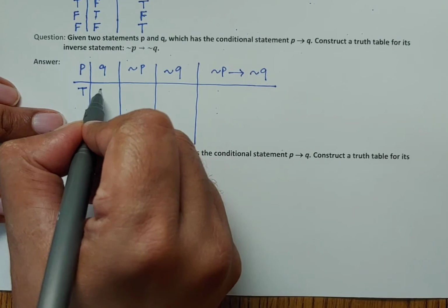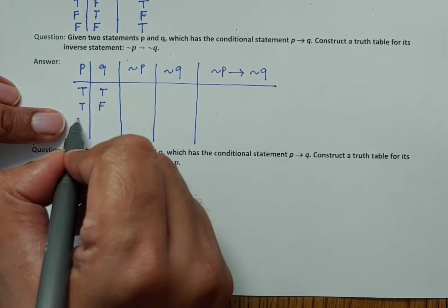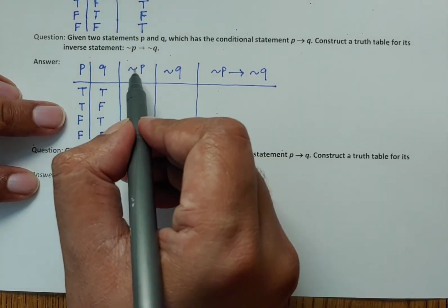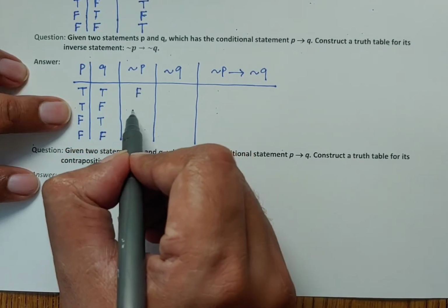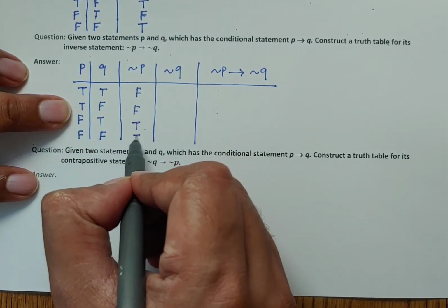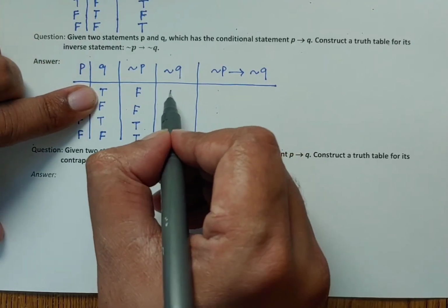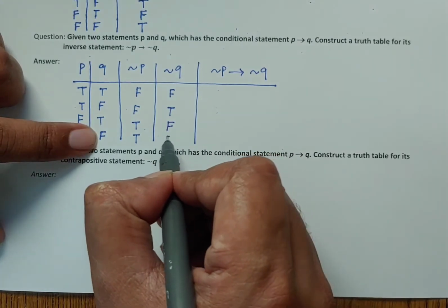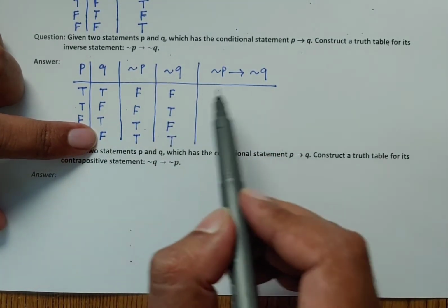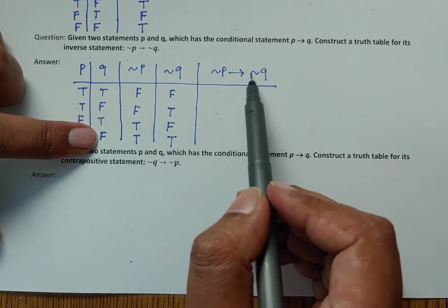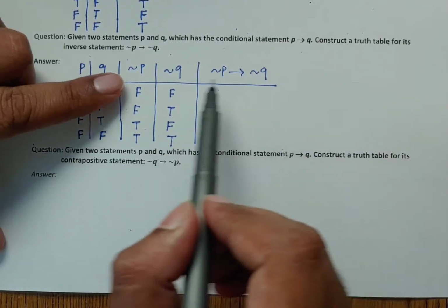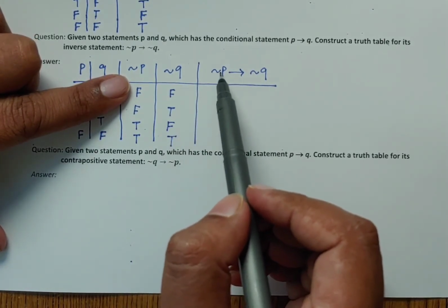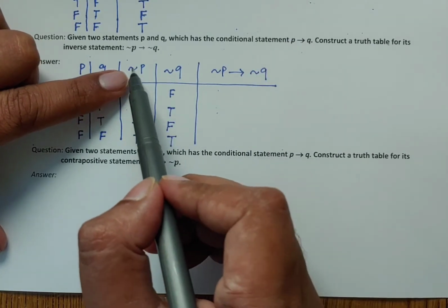So P and Q can be true, true, true, false, false, true, false, false. Negation of P is false, false, true, true. Negation of Q is false, true, false, true. Okay, now we have the conditional statement here, negation of P and negation of Q. So we look at these two columns, and we are going from negation of P to negation of Q. So we are going from this to this.